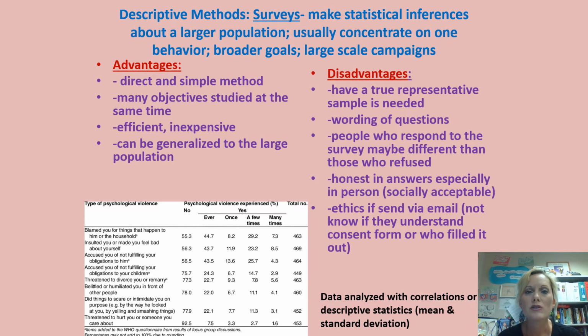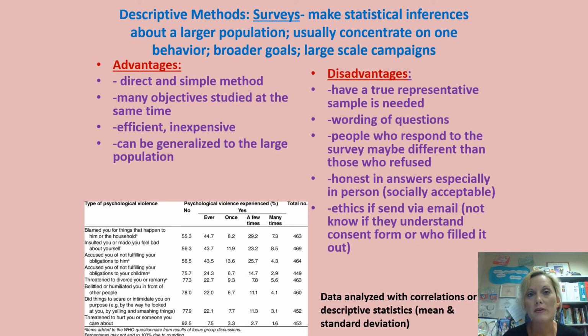They usually concentrate on a behavior or have broader goals or some large scale campaign that they're trying to accomplish by getting those statistics and those correlations. Advantages for a survey: it's very direct. It's a very simple method. A lot of people use them, and that's a good thing. There are many objectives studied at the same time. As you can see, in that survey there are multiple questions and all kinds of data that can be compiled at once. So that makes it very efficient and inexpensive.